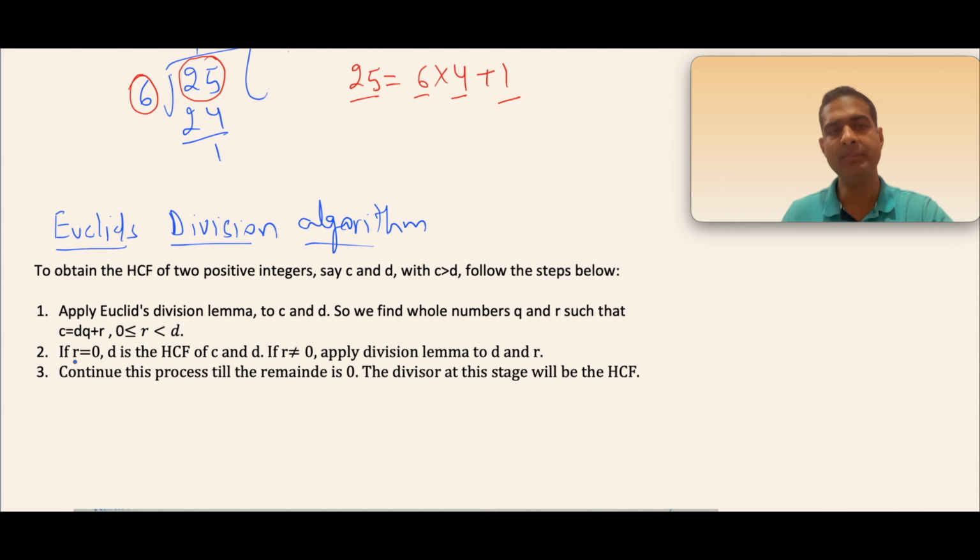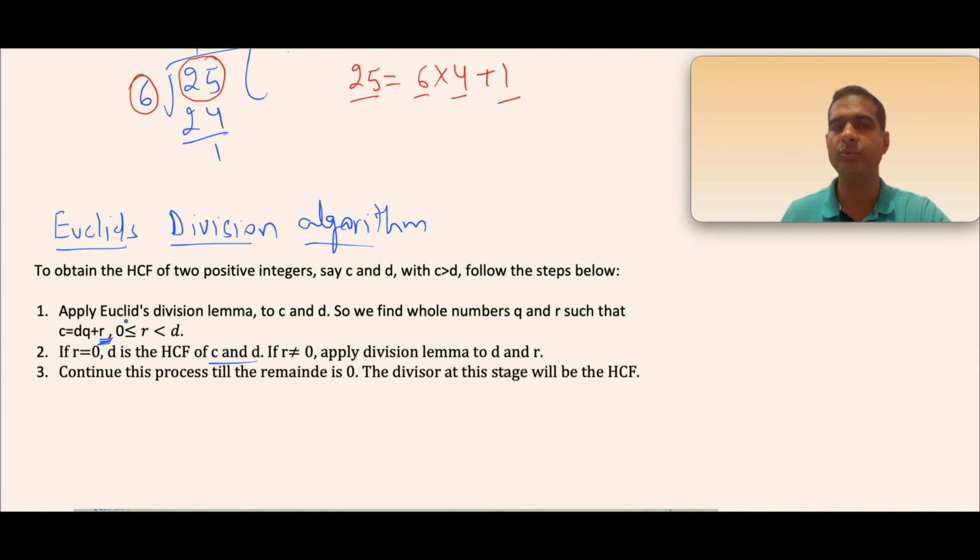Now in the second step, if r is equal to 0, means if the remainder in the first step is 0, then d is the HCF of c and d. Then the smaller number of the two is the HCF of both the numbers. But if r is not equal to 0, means if the remainder at the first step is not equal to 0, then apply division lemma to d and r.